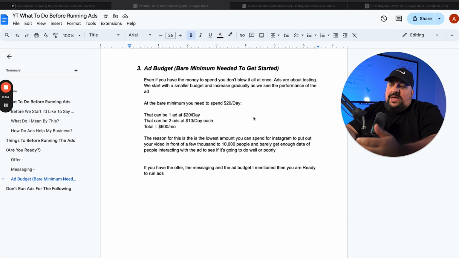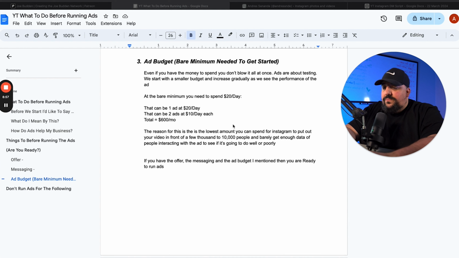So it's just about testing it. And then after that, you need to be spending between $600 to about $1,000 a month. The reason for this is that the lowest amount you can spend for Instagram to put out your video in front of a few thousand to 10,000 people and barely get enough data of people interacting with the ad to see if it's going to actually do well or poorly. What I mean here is about the $20 a day. So you need to get data. And if you can spend more in the beginning, that's even better because you'll get the data faster.